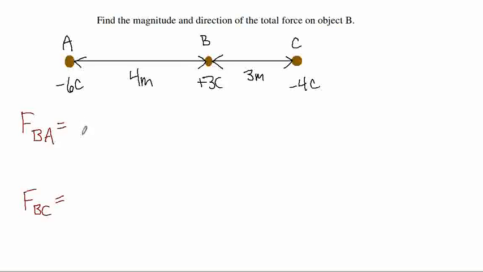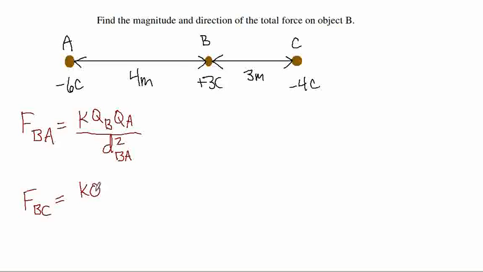All right, so with respect to B and A, we have K times Q sub B times Q sub A all over D sub BA squared, where D sub BA denotes the distance between objects B and A. And then Q sub A is the charge on object A, Q sub B is the charge on object B, and then in a minute I'm going to write Q sub C, which is the charge on object C.